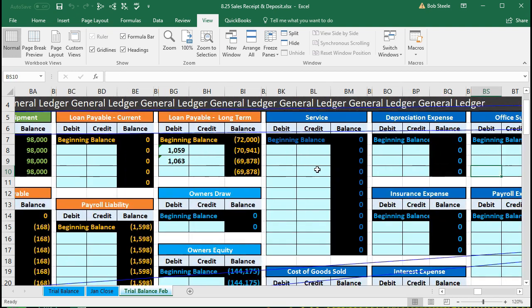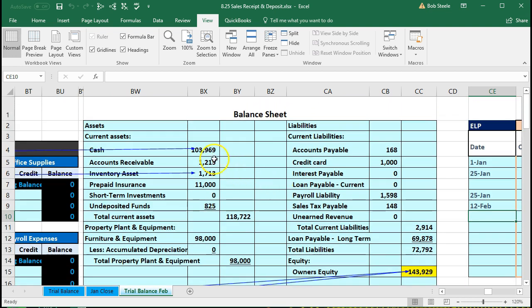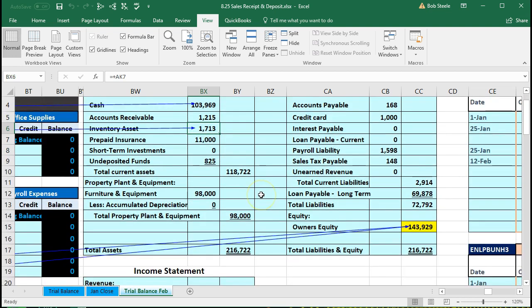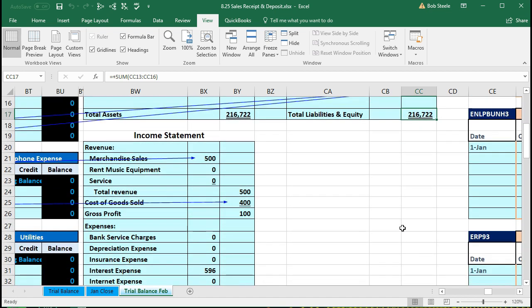Scrolling to the right till we find these financial statements, we see that cash has been changed. We got the inventory changed. We see that total assets still equal liabilities plus equity. There was an impact on the income statement. We know that revenue went up by the 500, as did cost of goods sold. Net increase in gross profit, $100.